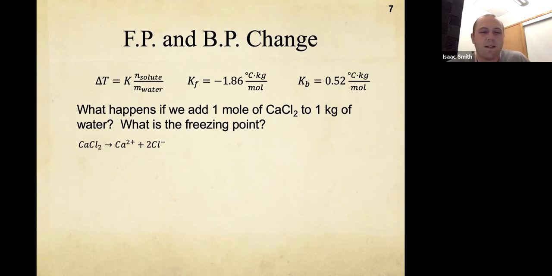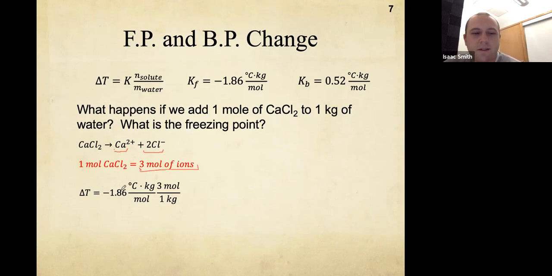If we write out the equation for calcium chloride, once this is put into water, it's going to separate into calcium ions and chloride ions. So by adding 1 mole of calcium chloride, we actually add 3 moles of ions, because we get 1 mole of calcium and 2 moles of chloride ions out of it. So 3 moles of ions total.